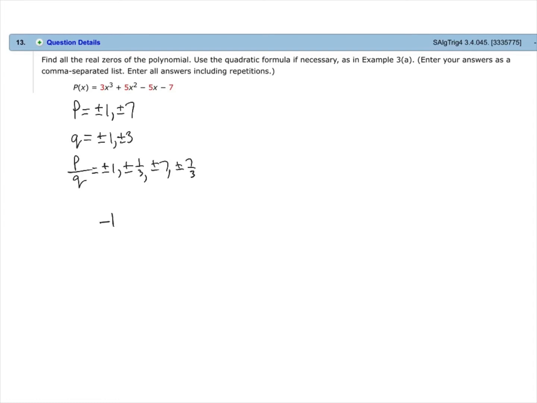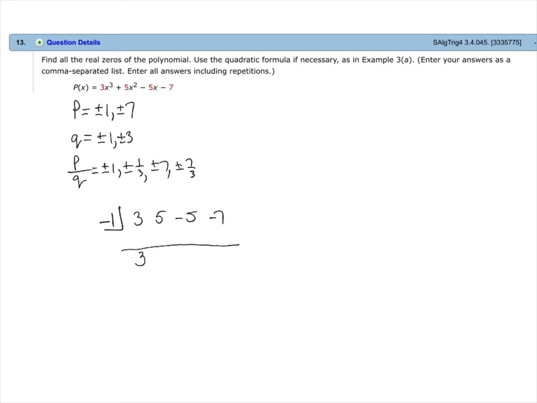Then we'll choose one of these values and perform a synthetic division. So let's use minus 1. We begin by writing our guess for a root, minus 1, in a little half a box, and then write the coefficients of the polynomial out to the right of that. Then we leave a space and draw a line. We bring the 3, the leading coefficient, down below the line.